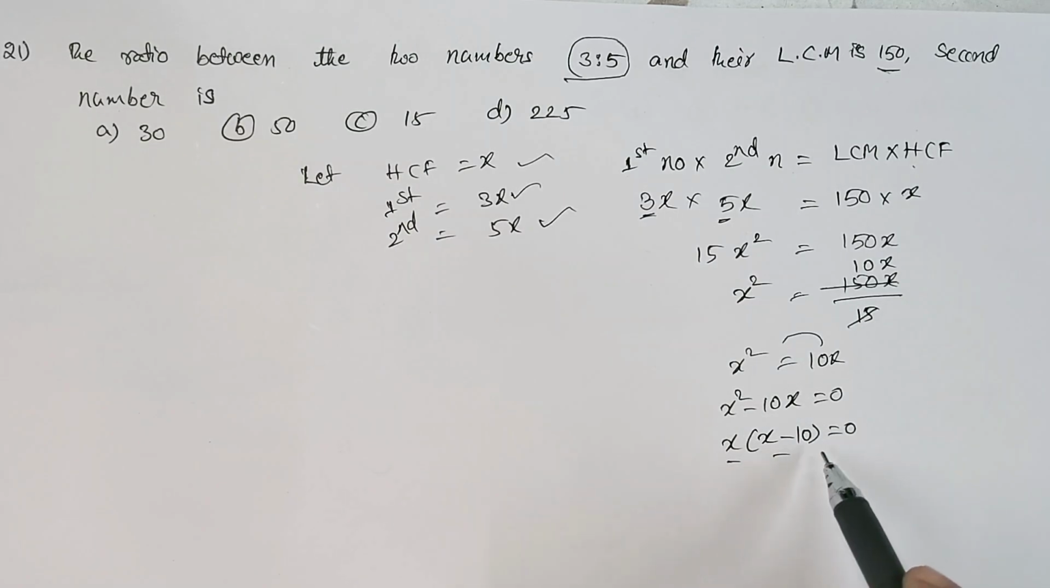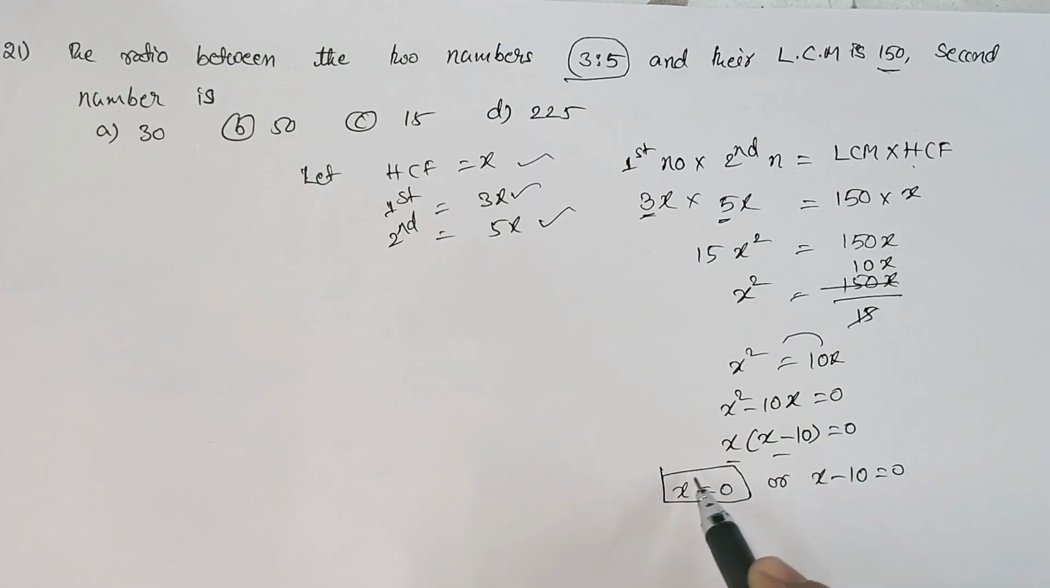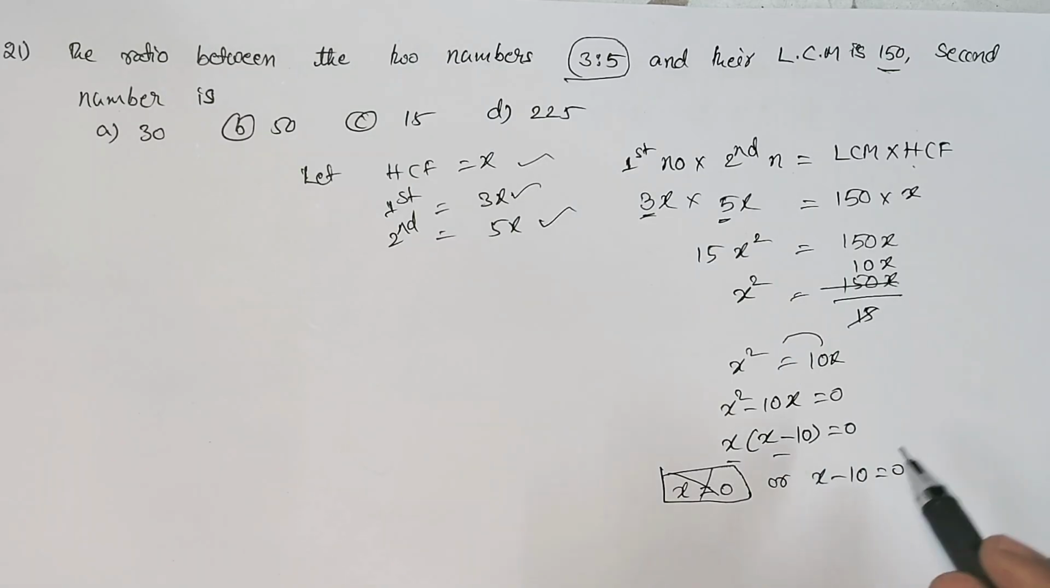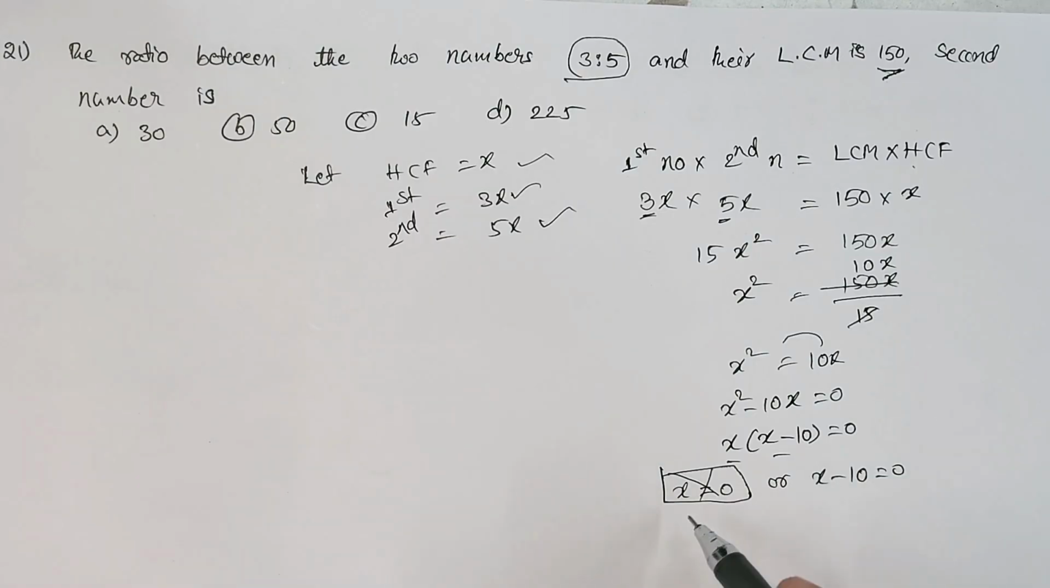As the product of two numbers is 0, definitely any one of them is equal to 0. So x is equal to 0 or x minus 10 is equal to 0, and x equal to 0 is not possible in this case. HCF of two numbers will never be 0 unless the two numbers are 0. As LCM is 150, the two numbers are definitely not 0, so this case is not possible. So x minus 10 is equal to 0, then x is equal to 10, transposing negative 10 to the other side, it becomes positive 10.